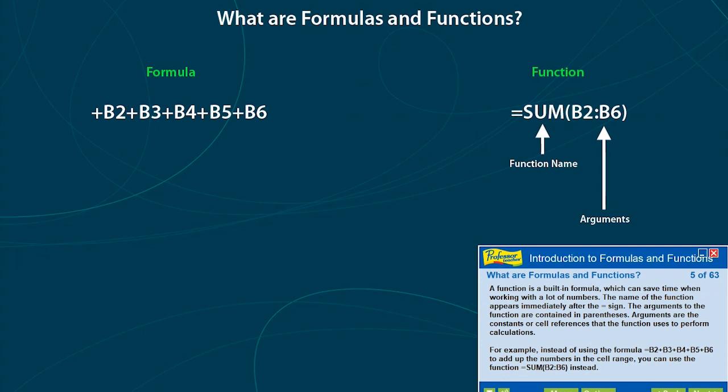A function is a built-in formula which can save time when working with a lot of numbers. The name of the function appears immediately after the equal sign. The arguments to the function are contained in parentheses. Arguments are the constants or cell references that the function uses to perform calculations. For example, instead of using the formula equals B2 plus B3 plus B4 plus B5 plus B6 to add up the numbers in the cell range, you can use the function equals SUM B2 to B6 instead.